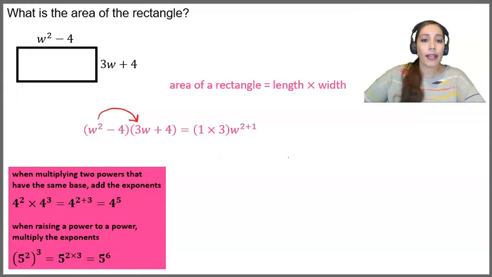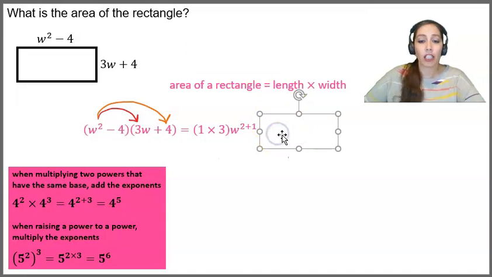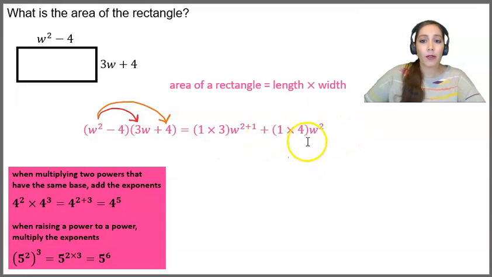So we're going to multiply the w squared times the outer of the other one, which is 4. Then we're going to multiply coefficients together, so that would be 1 times 4. And then we're going to look at the w's. You can see that the first one has a w squared, but the second one doesn't have a w, so we just have w squared. The next part of the FOIL is inner.